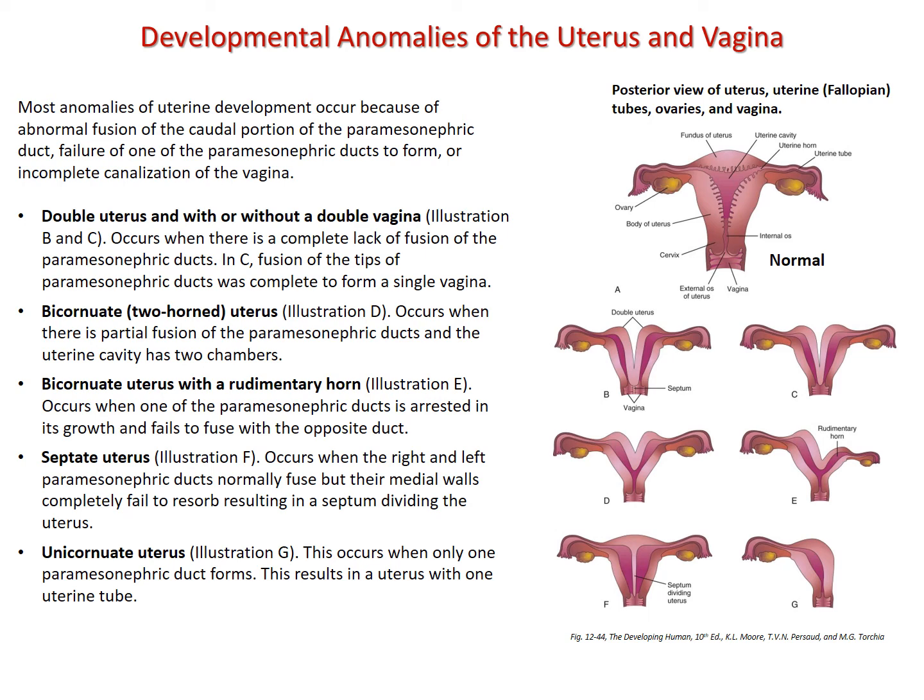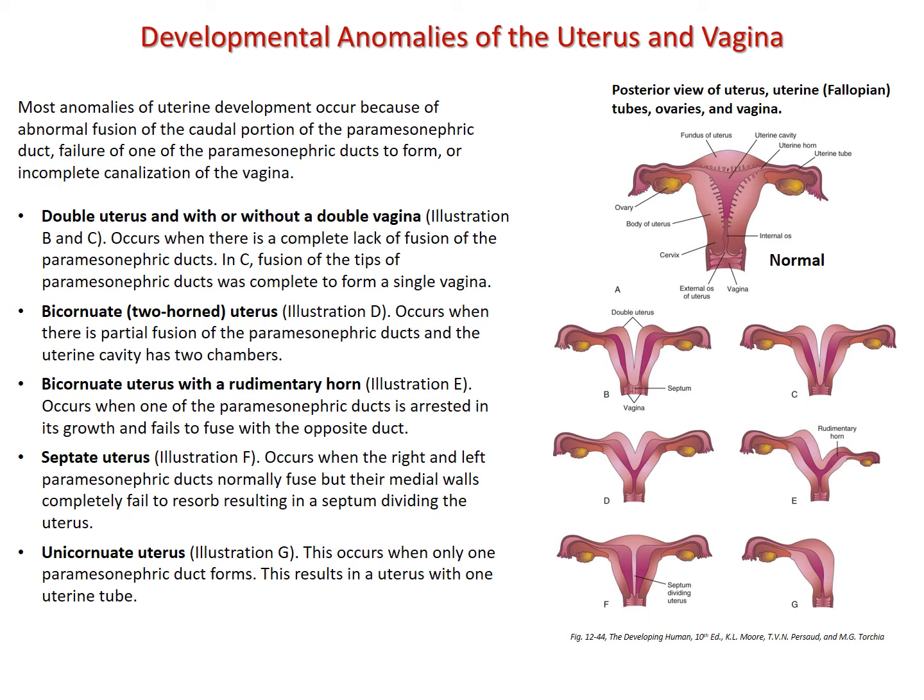Illustration E shows a bicornuate uterus with a rudimentary horn. In this case, one of the paramesonephric ducts is arrested in its growth and fails to fuse with the opposite duct. Illustration F shows a septate uterus where the right and left paramesonephric ducts have normally fused, but their medial walls completely failed to resorb, resulting in a septum dividing the uterus in half.